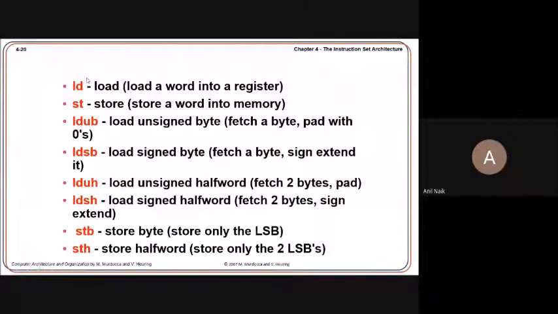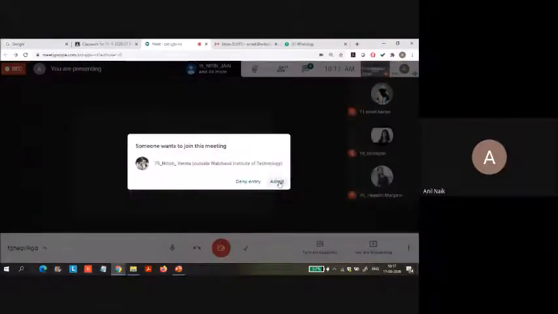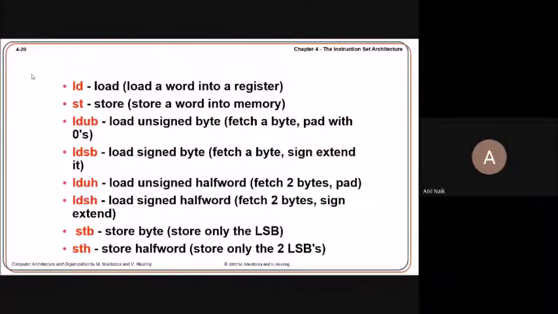So this is just the description of those instructions. Load: LD means load a word into a register. Store means store a word into memory. Then LDUB means load unsigned byte. These are some of the mnemonics.